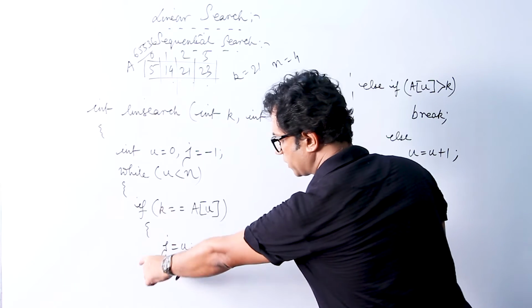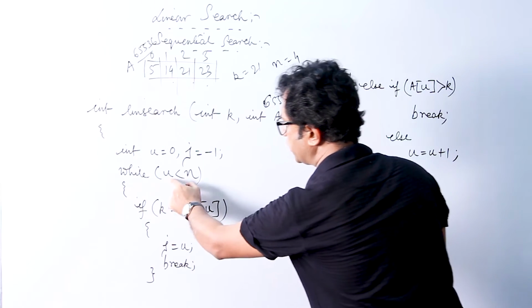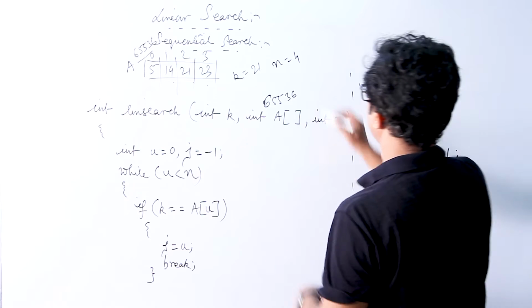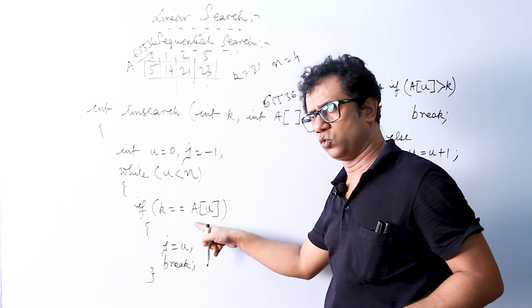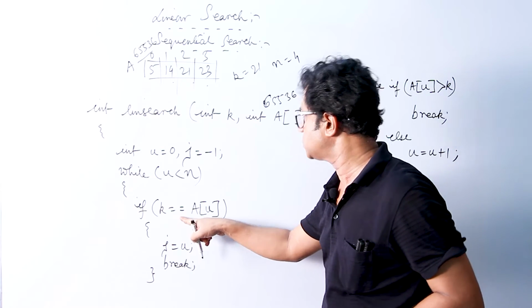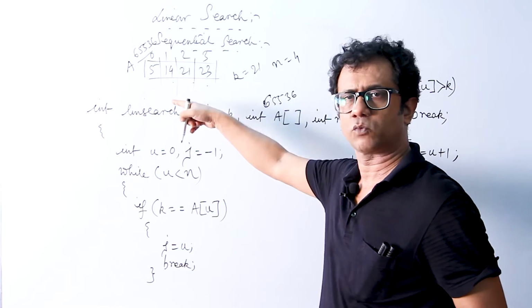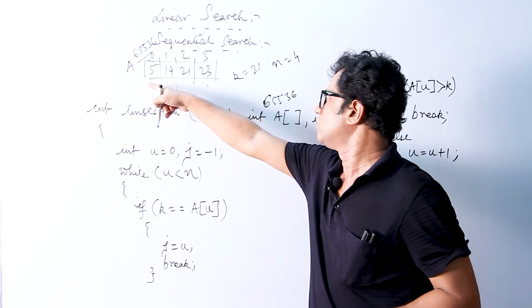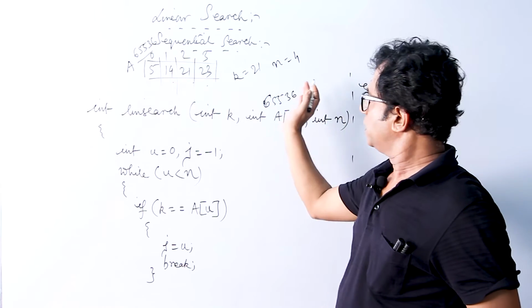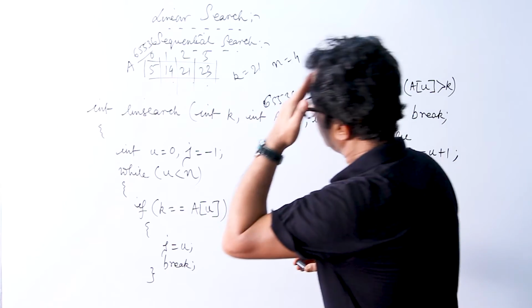Now let's explain the code line by line. While u less than n, u is 0 and definitely less than n, we enter the loop. If k equals a[u], see this, we are going to perform the linear search or the sequential search operation. That is, we will start our searching from the very beginning till the last. So, one by one.